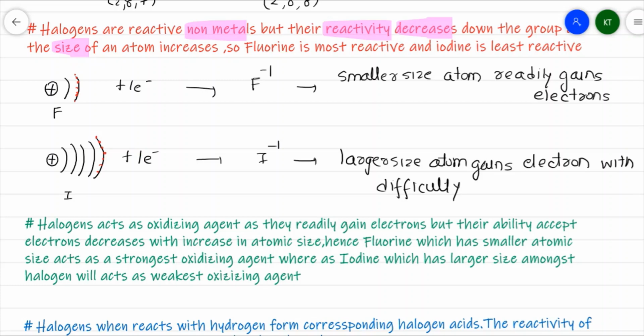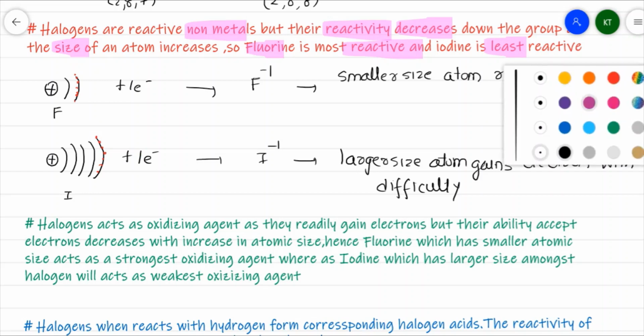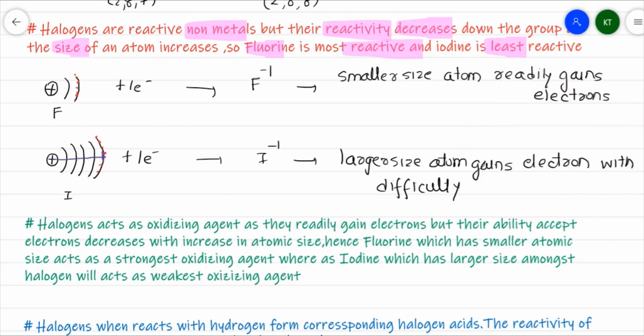Here, as fluorine readily gains electron, it is a non-metal, so it's the most reactive non-metal. That's why I'm saying that fluorine is the most reactive non-metal, whereas iodine is the least reactive, because of its bigger size. See, iodine's atomic size is bigger, so addition of this electron will not be that easy.